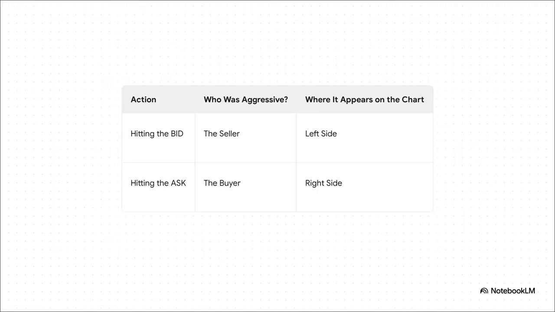Okay, so let's just make this super simple. A little cheat sheet for you. When an aggressive seller comes in and hits the bid, that volume shows up on the left side of the chart. When an aggressive buyer comes in and hits the ask, their volume shows up on the right. That's the fundamental mechanic of the whole thing.